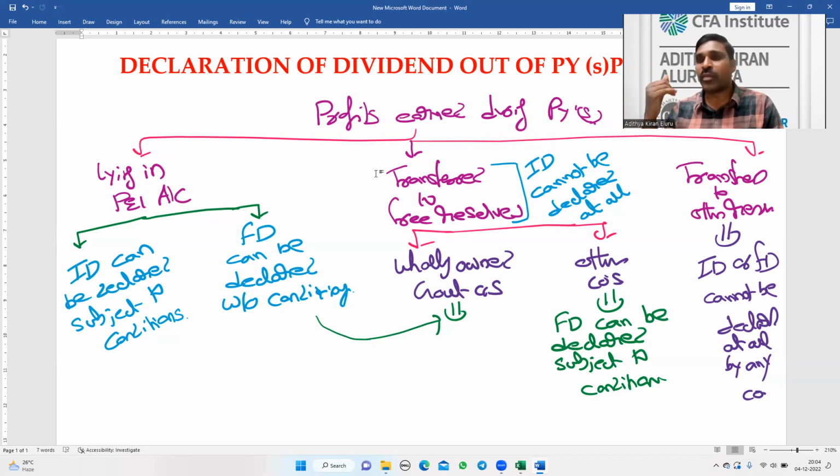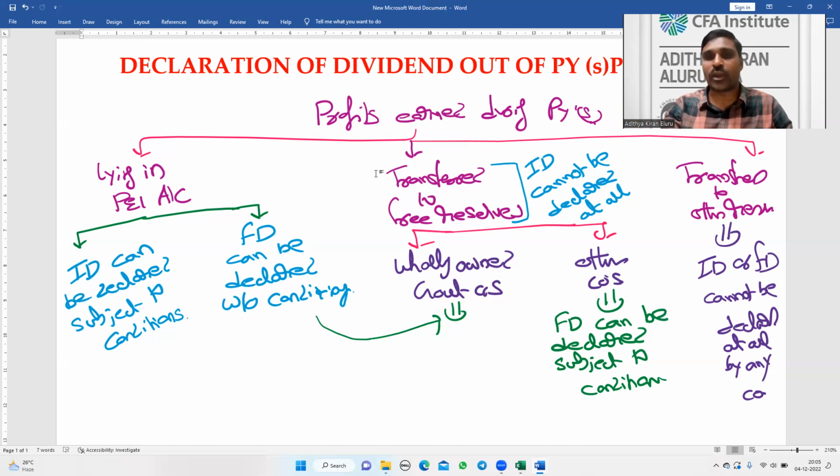Any company, interim dividend cannot be declared at all. Next, coming to final dividend. In case of wholly owned government companies, not all government companies. Normally, government company means 51% of paid up share capital held by the central government or state government. So here, not all government companies, only wholly owned government companies. For wholly owned government companies, final dividend can be declared without any conditions. For other companies, final dividend can be declared subject to conditions.